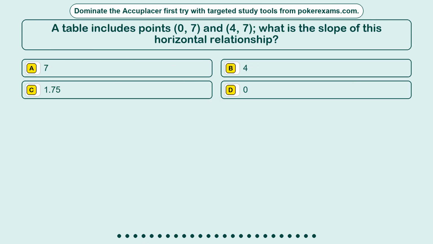Question 11. A table includes points (0, 7) and (4, 7). What is the slope of this horizontal relationship? Option A, 7. Option B, 4. Option C, 1.75. Option D, 0.